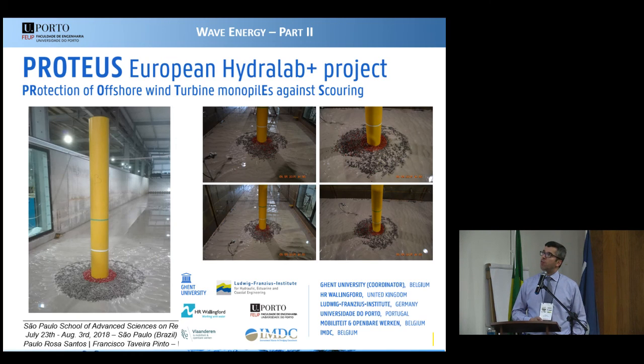We were involved in this project, also in collaboration with several partners from Portugal, Belgium, England, and Germany, carried out in a large-scale facility. And the idea here is to understand better how dynamic protections work and try to optimize the design in order to reduce the costs of the foundation protections.